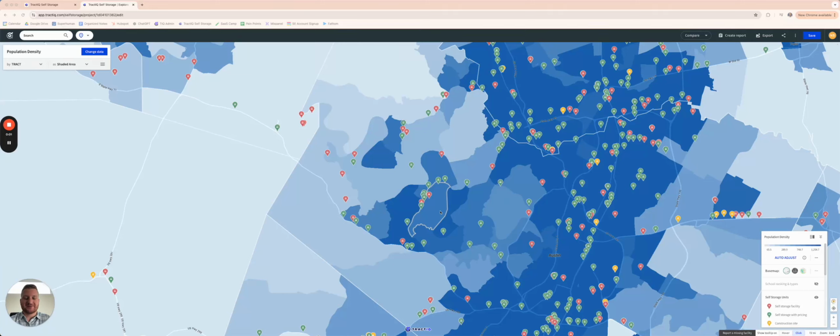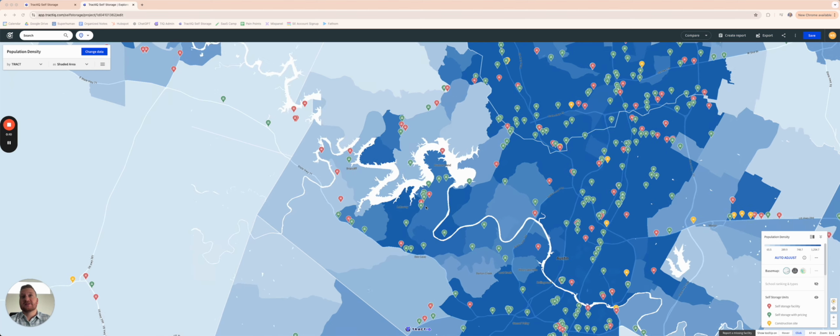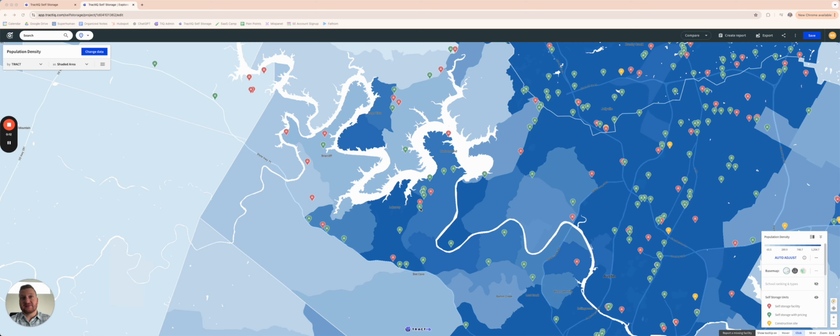Hi everyone, today we're going to talk about how to determine when you should use a drive time versus a radius analysis of a given site. So you can see we're looking at the Westlake or Lakeway area here in Austin, Texas.